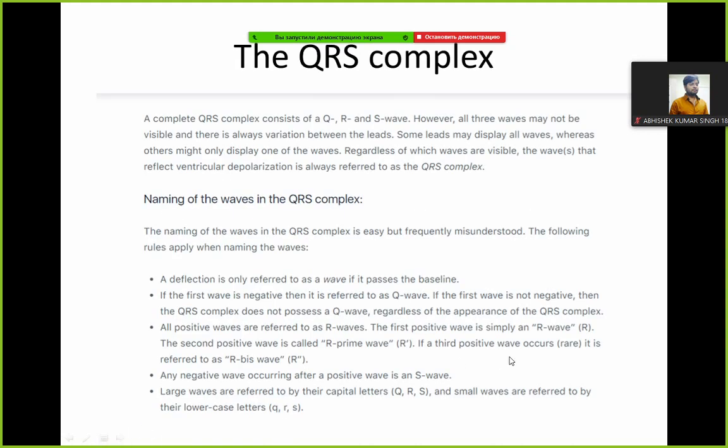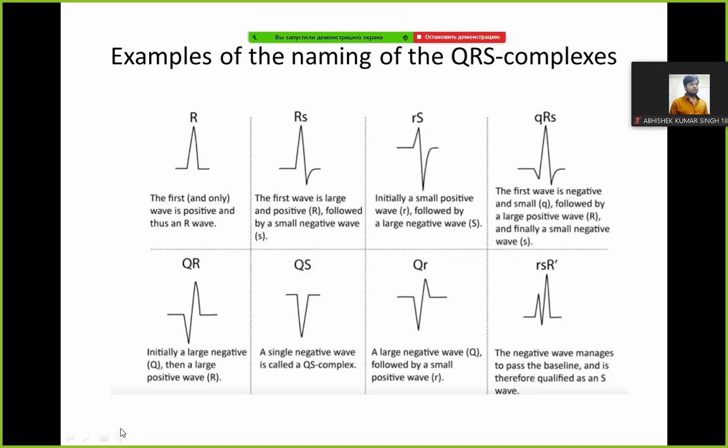QRS complex. A complete QRS complex consists of Q, R, and S waves. However, all three waves may not be visible, and there is always variation between the leads. Some leads may display all waves, whereas others might only display one of the waves. So, examples of naming of the QRS complexes.